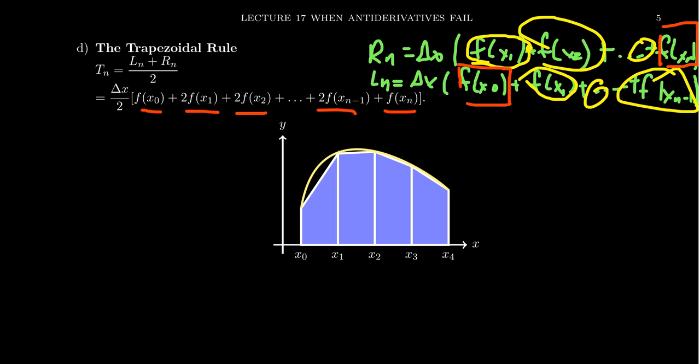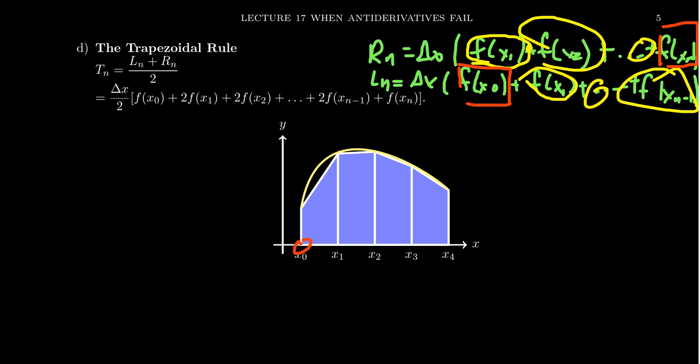And you'll have a single f of xn right there. So if you keep track of the coefficients, it goes 1, 2, 2, 2, 2, 2, 2, 2, 2, 2, 2, 2, 2, 2, 2, like a ballerina, down to 1 at the very end. And so it's important to keep track of those things. So you get this coefficient sequence, 1, 2, 2, 2, 2, 2, 2, 2, 2, 2, 1. And that way you'll use every single index.